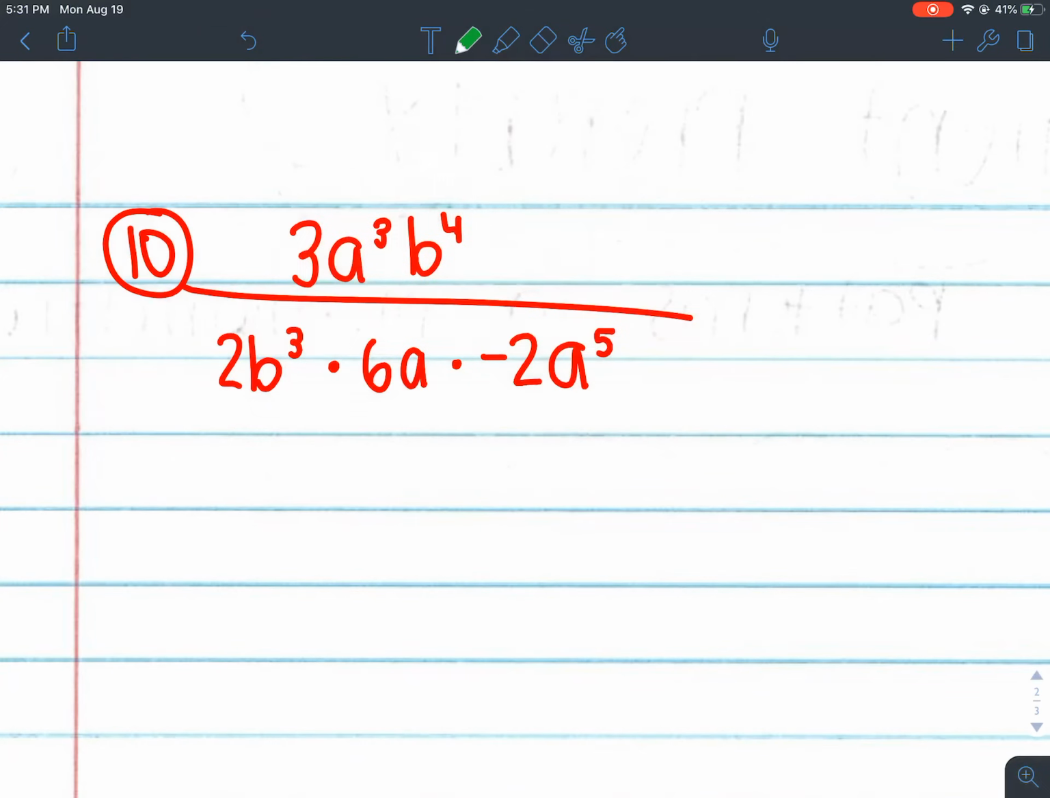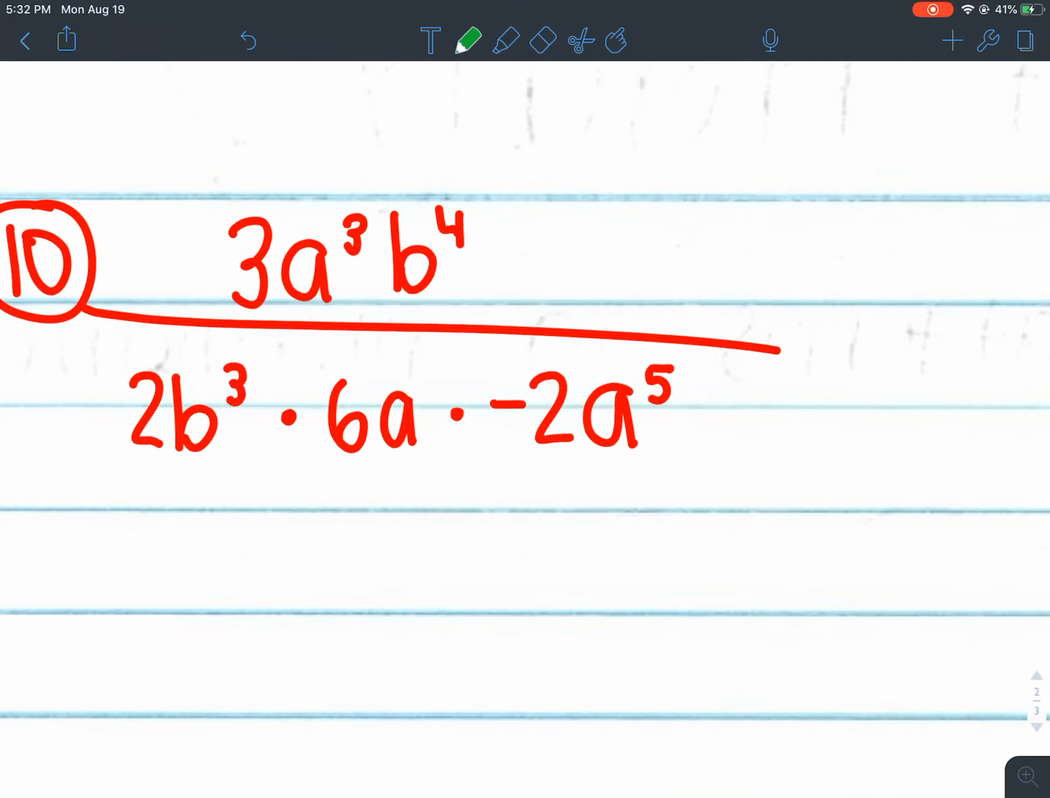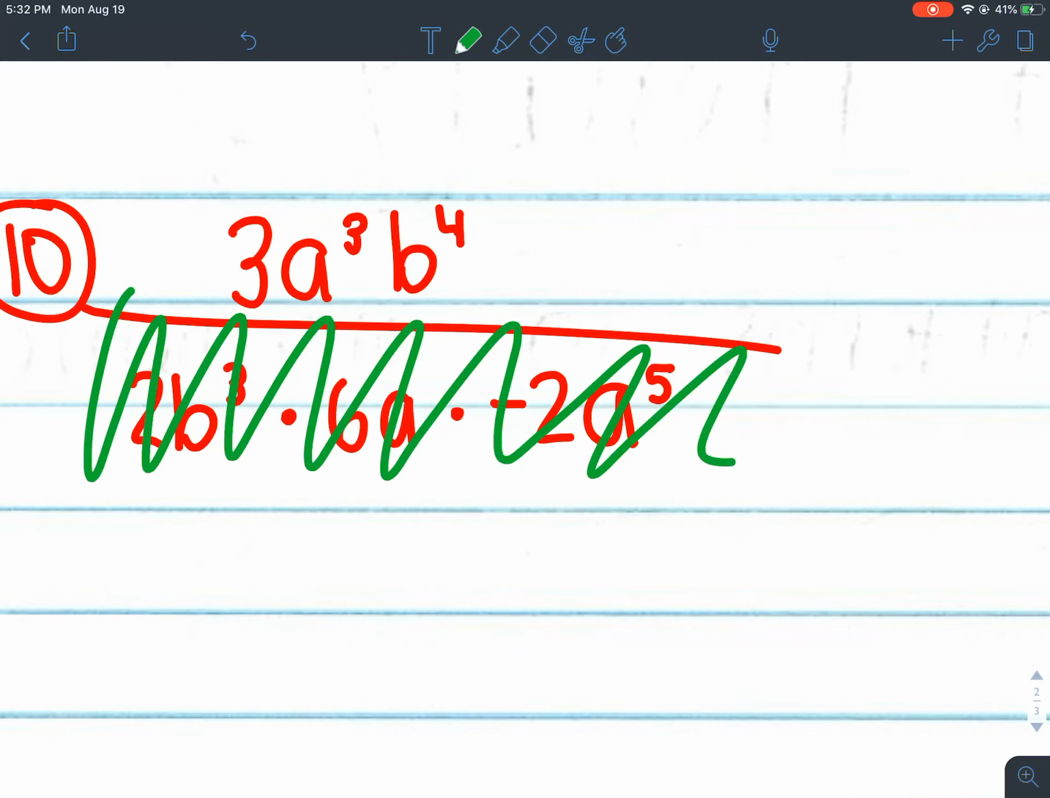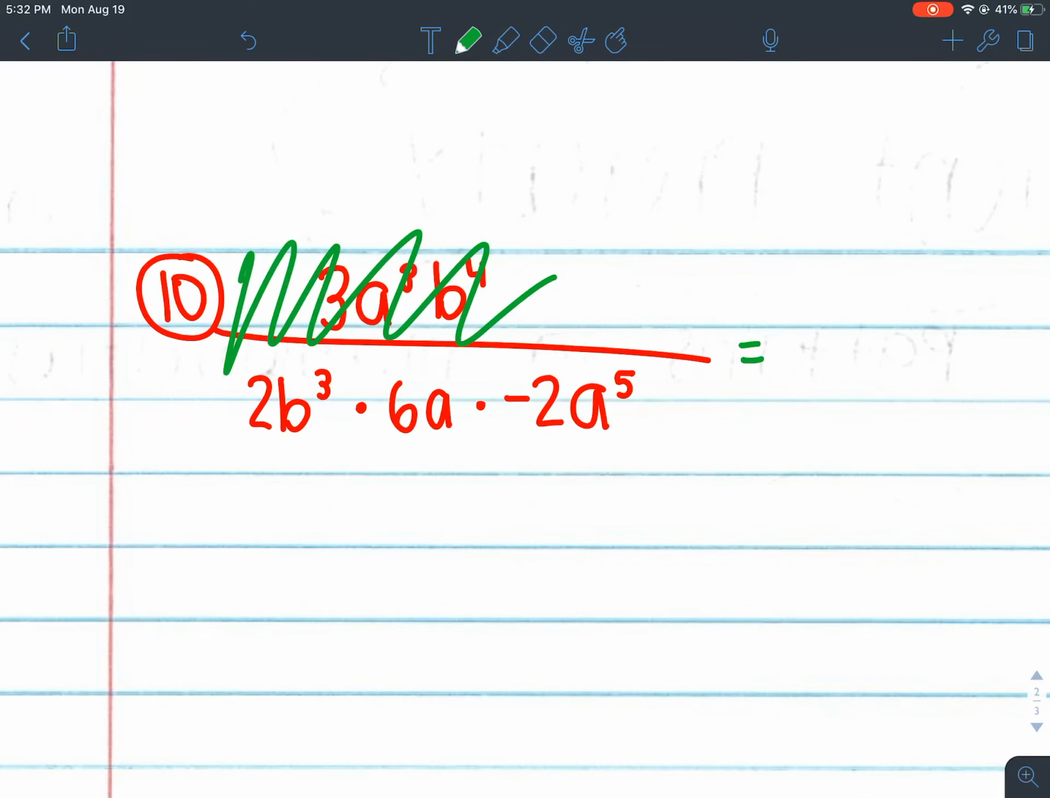All right, so here we have a lot of stuff, right? So just like earlier, you want to look at each part separately. So let's look at just the numerator. Well, the numerator I see is pretty simplified. I can't simplify the 3, can't simplify the A or the B. I can't really do anything up there. So that part's already simplified. So now I'm going to look at the top. So I'm going to actually copy that all down as is because there's nothing else to do to it.